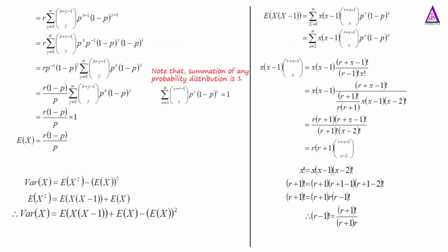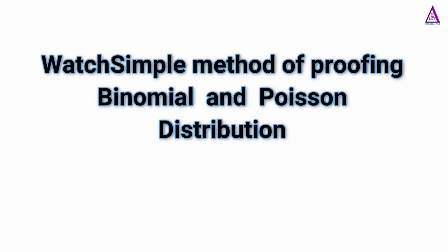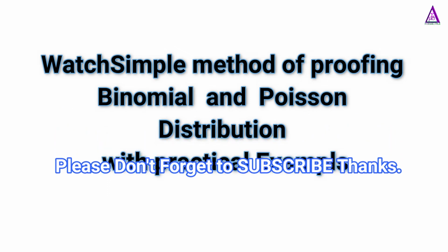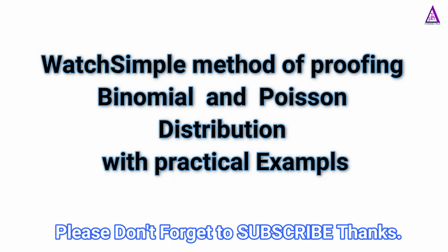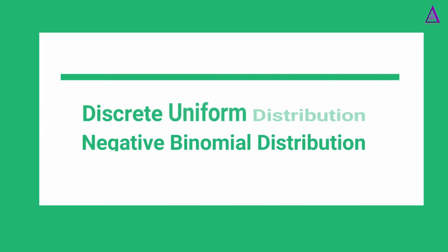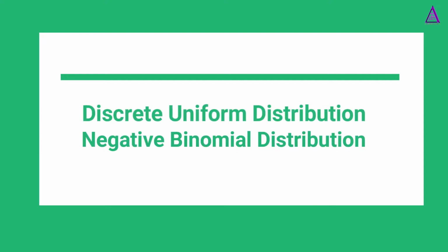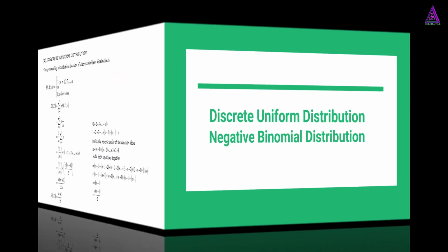I'm here to start from where I stopped in my previous video, where I discussed the proving of binomial distribution theory with practical example and Gaussian distribution with practical example. Today, I want to show us how to prove discrete uniform distribution and negative binomial distribution.